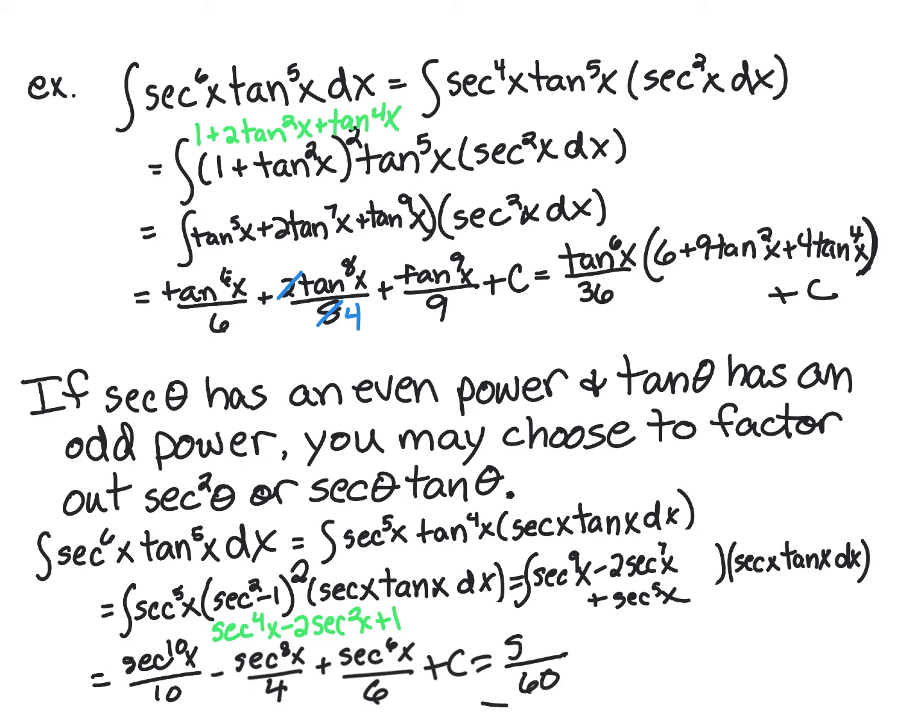60, and I can pull out secant to the 6th, and I will be left with 6 secant to the 4th minus 15 secant squared plus 10 plus c. Fun stuff when you get the hang of it, but practice, practice.